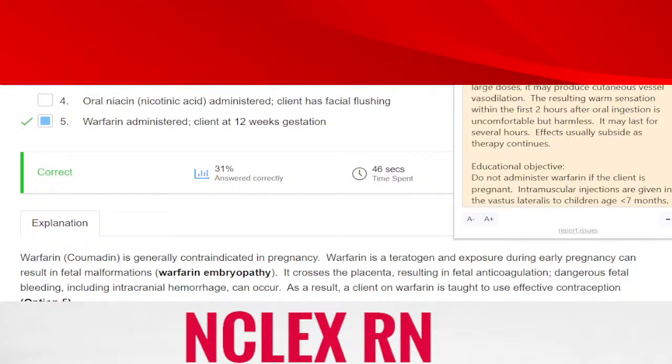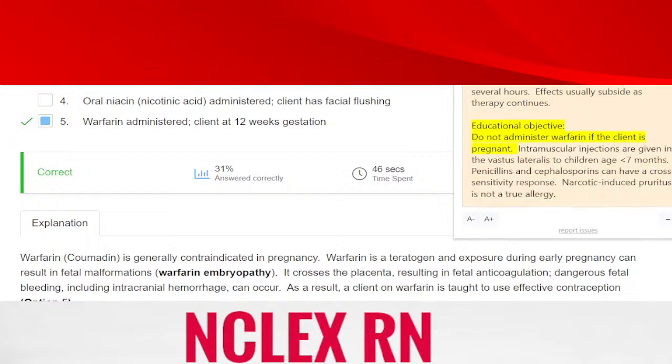Option 4. Niacin, nicotinic acid or B3, is used in large doses for lipid-lowering properties. In large doses, it may produce cutaneous vessel vasodilation. The resulting warm sensation within the first 2 hours after oral ingestion is uncomfortable but harmless. It may last for several hours. Effects usually subside as therapy continues.